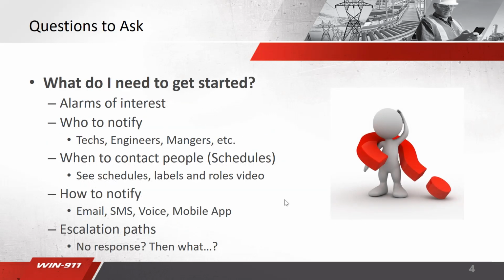What do I need to get started? First of all, you should know all of your alarms of interest and who you wish to notify. This could include your technicians, engineers, managers, or maybe your on-call person. When do you contact these people? Do you have a night shift, a day shift, afternoons, weekends, holidays? Inside of Win911, we have four different notification types: your email, SMS, voice, and mobile.